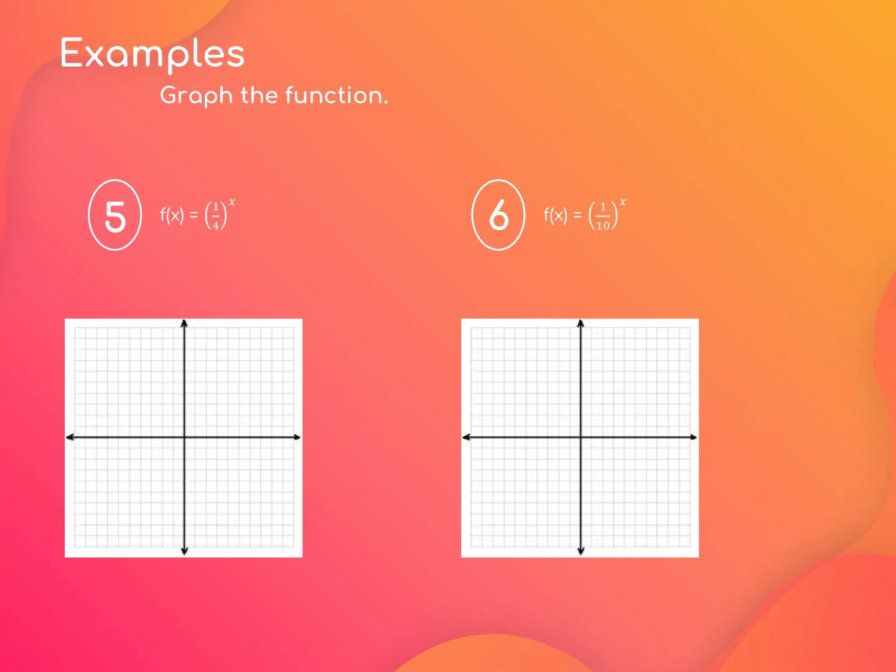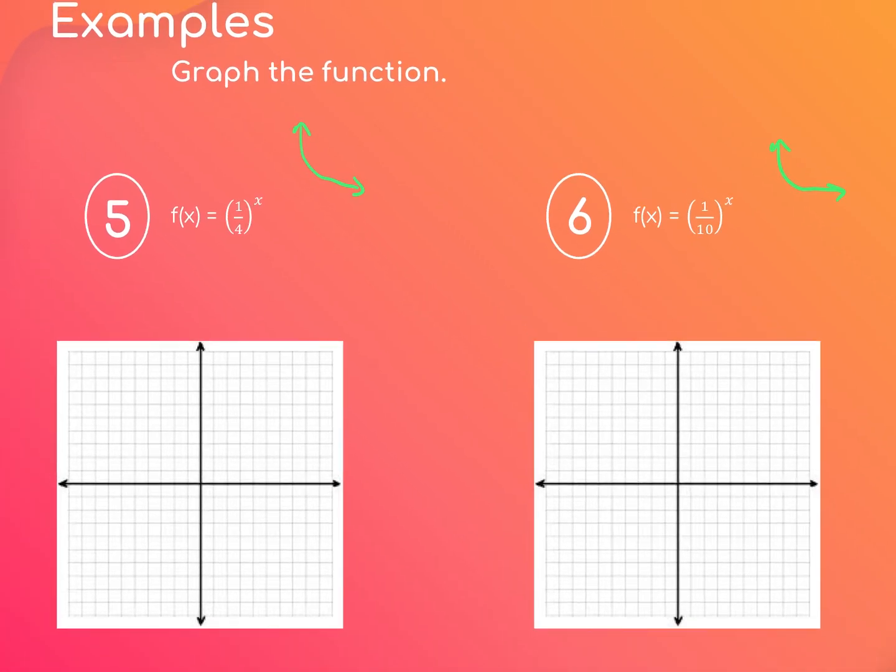All right, so notice in these two examples also, our base here is a number that is between 0 and 1. 1/4 is less than 1, but it's bigger than 0. So I know that this is going to be a decay. I know it's going to look something like that. And then same thing with number 6. 1/10 is less than 1, but it's bigger than 0, so I know it's also going to look something like that. It's going to be this decay function that's going to start really high and then it's going to get really low.